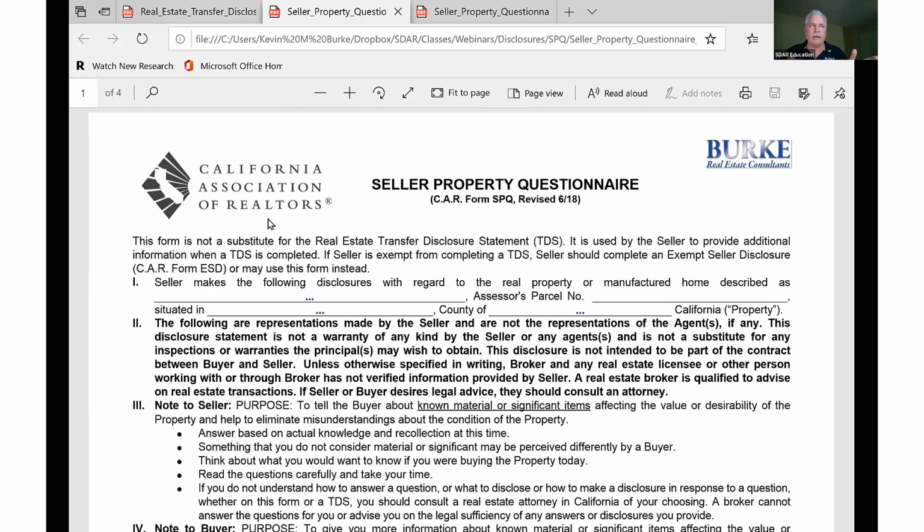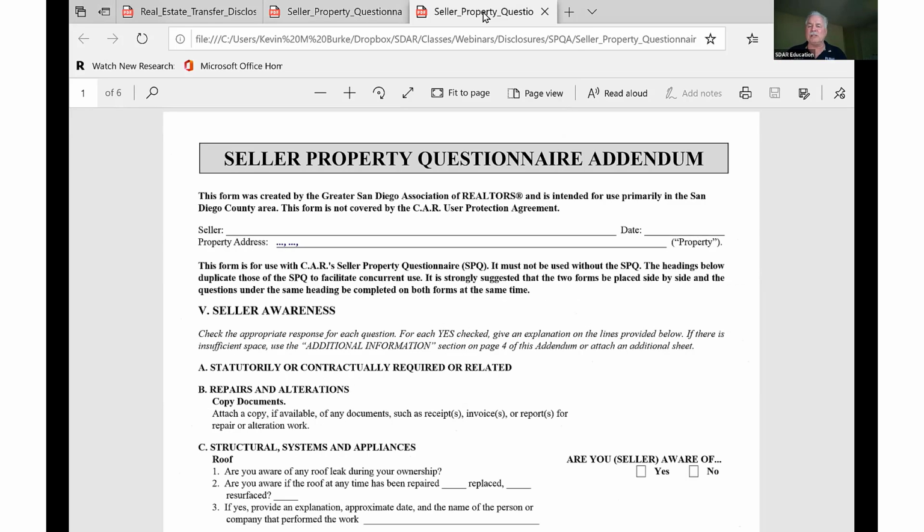We had to look at whether or not we wanted to get involved in a controversy with them, and we decided, all right, we're going to let you have our form. But in the meantime, we're going to create another form that is going to complement that. So I take my TDS, put it on the table, and put the SPQ next to it. That's the statewide form. Then I look at the seller property questionnaire addendum, the SPQA, and put that next to the SPQ. You'll notice it starts on paragraph number 5. In other words, this is the stuff that was missed in the SPQ, which was the stuff that was missed in the TDS.